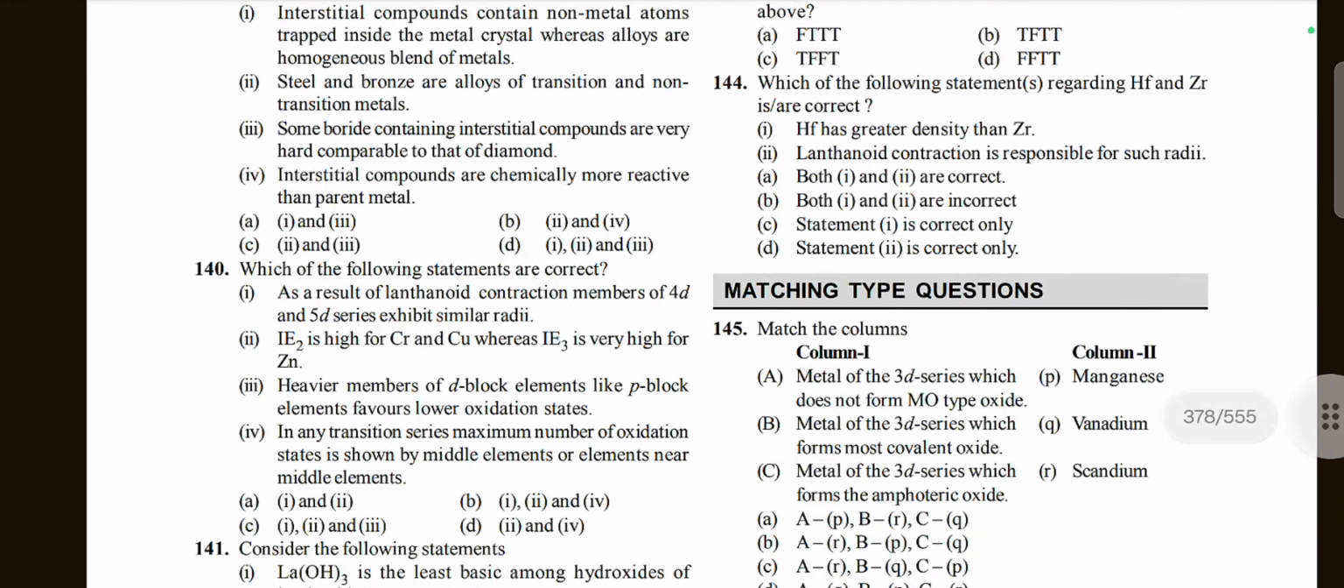Which of the following statements regarding Hf and Zr are correct? Hf has greater density than Zr. Yes, this is true. Lanthanoid contraction is responsible for such radii. Yes, true. So, here atomic mass of Hf is greater than that of Zr. Hf is a series 3 metal. So, for almost similar radius, Hf has greater density. Lanthanoid contraction is responsible for almost similar radii. So, both 1 and 2 statements are correct.